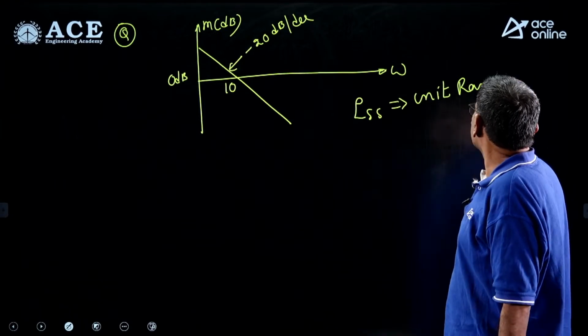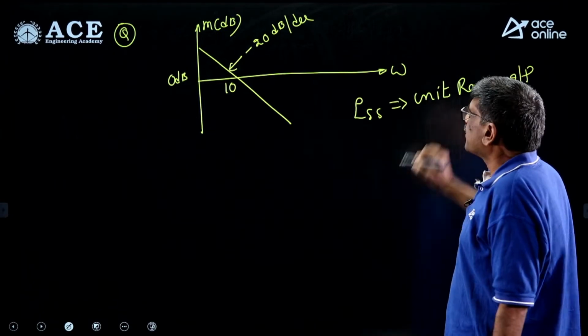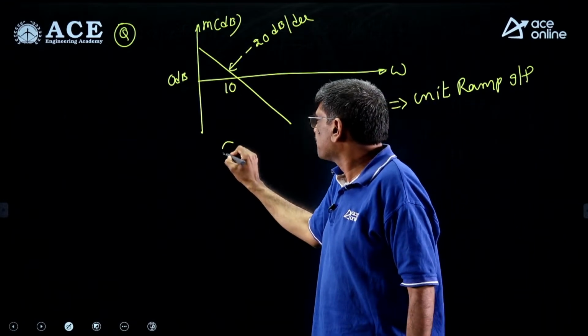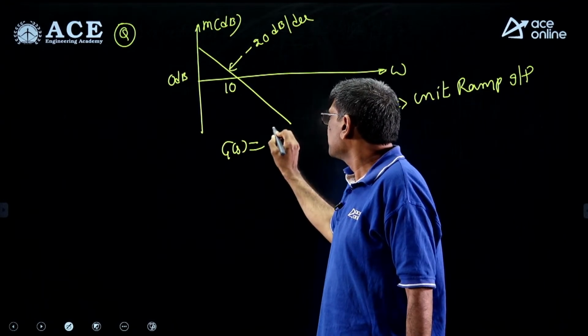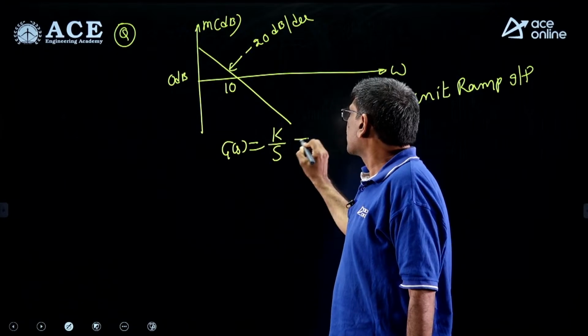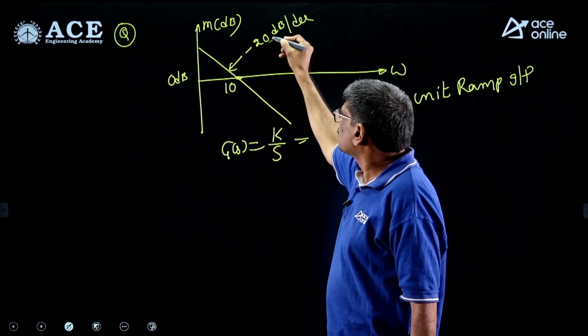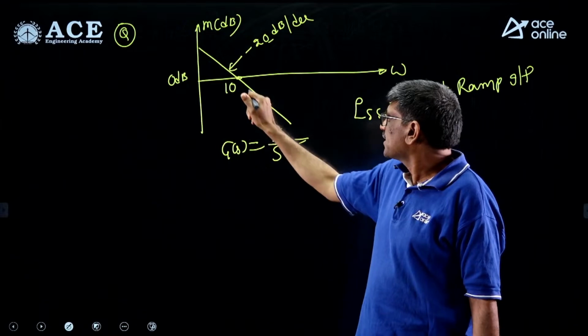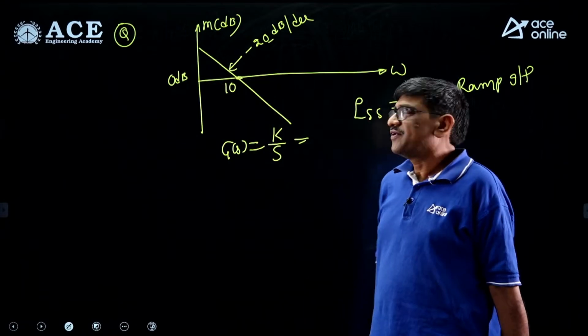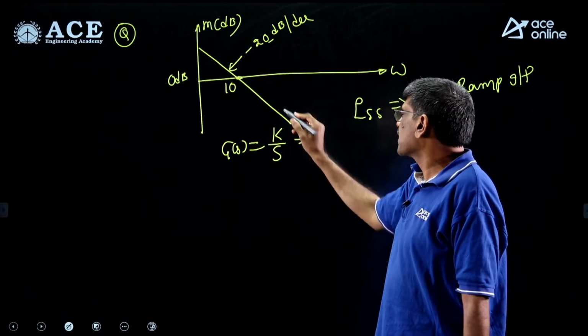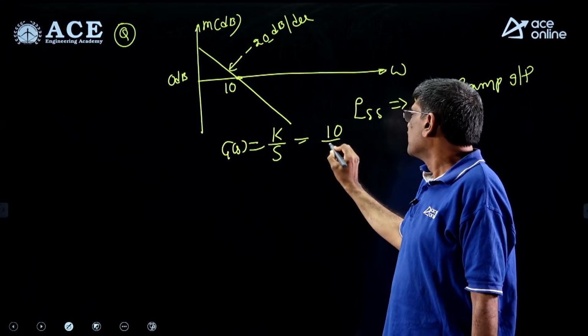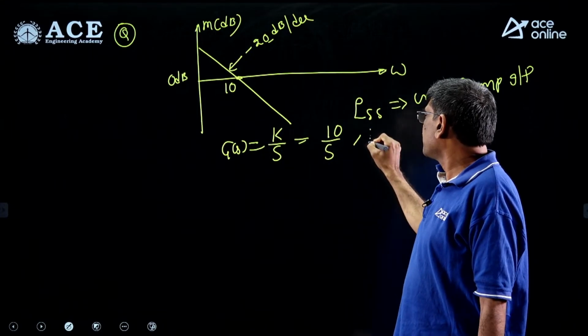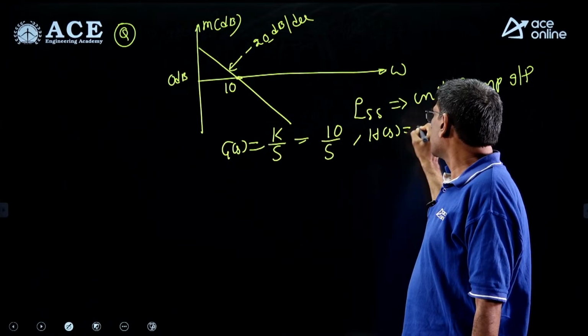We solved these questions even in the class. Unit ramp input. Simply, what is G of S? What is the transfer function? Simply K by S. K is nothing but, whenever it moves in a slope of minus 20 and intersects the 0 dB line at a frequency of omega n, that will become K. So, that means 10 by S. By default we will assume it is a unity feedback, so H of S is 1.